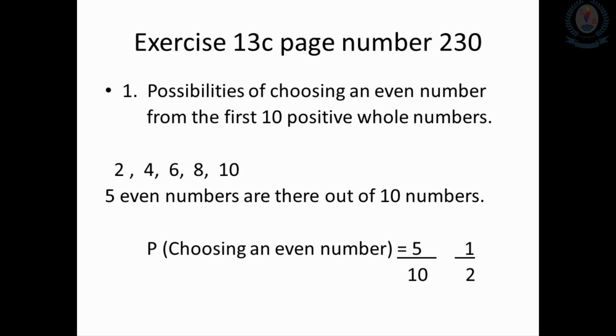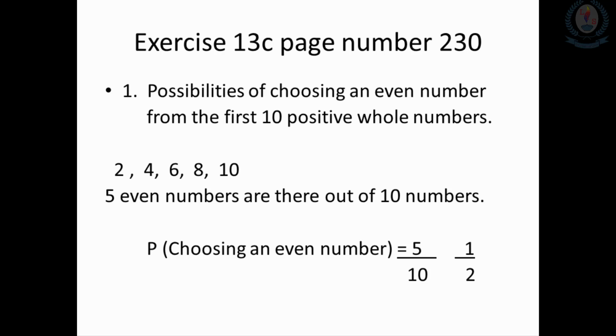Now for you, we will do exercise 13c, which is on page number 213, and here also I will do the first one for you. I hope it will help you. How many ways are there of choosing an even number from the first 10 positive whole numbers? How many positive numbers are there from 1 to 10? 10. So how many even numbers are there? 2, 4, 6, 8, 10. There are only 5 even numbers from 1 to 10. So 5 even numbers out of 10 whole numbers. If you are writing this as a possible outcome, you can write this as 5 out of 10.